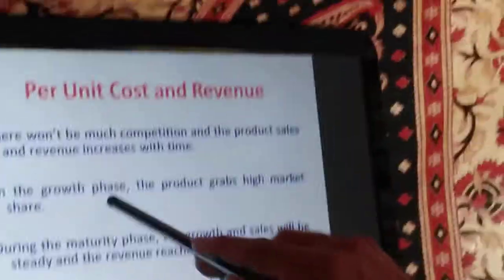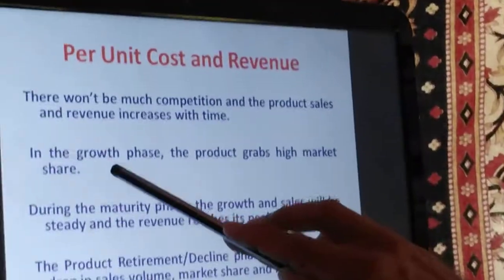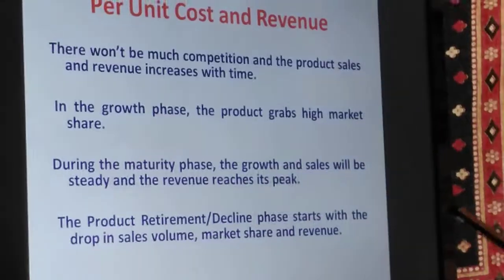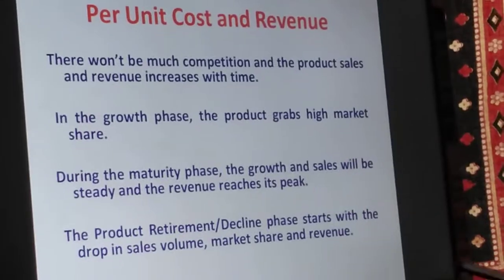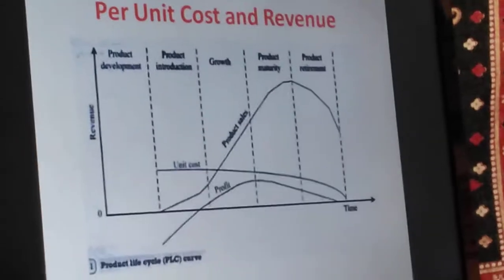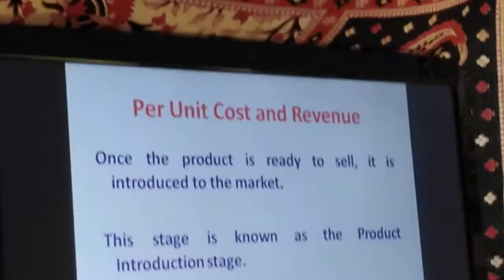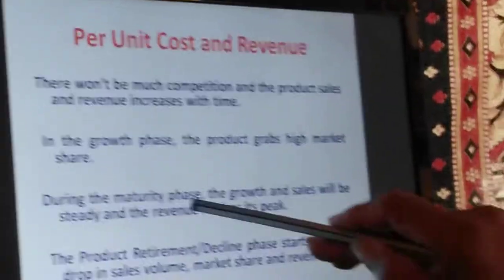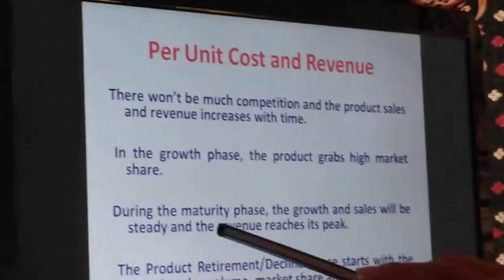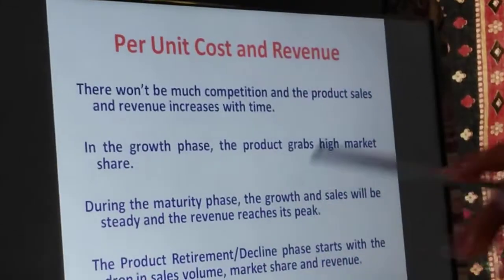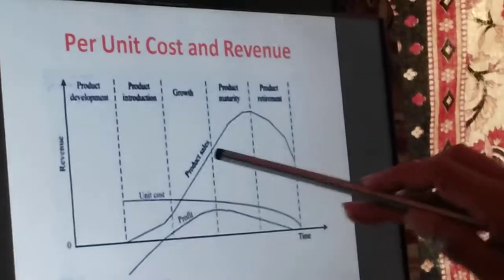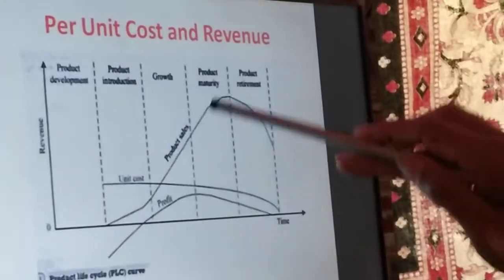In the growth phase, the product grabs a high market share. So this is somewhere here in this growth stage. During the maturity phase, the growth and sales will be steady and revenue reaches its peak. This is somewhere here, in this period.